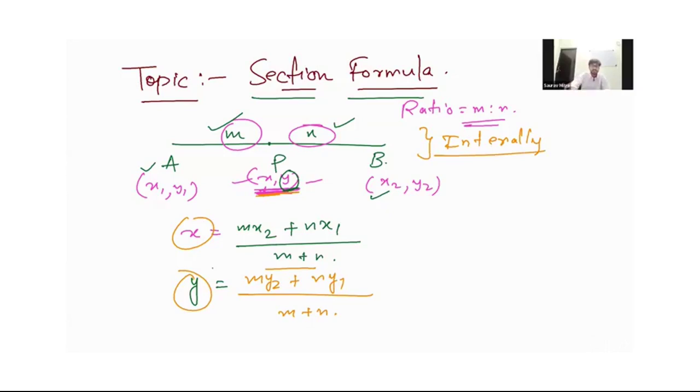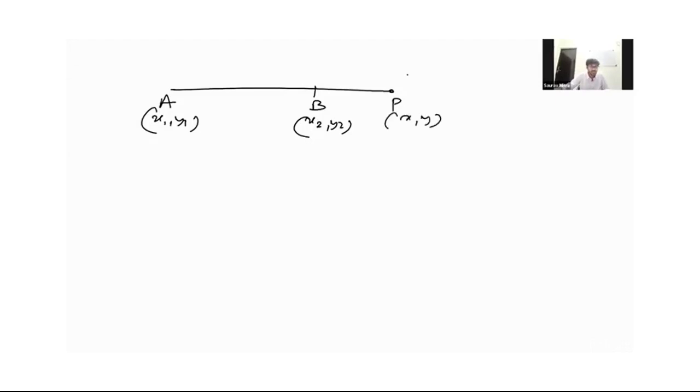Okay, so there is another case, when the point is dividing externally. In that case, this is your line AB and this is your P. This one is x1, y1, this is x2, y2, and this coordinate is x comma y, where m and n are the complete lengths. Okay, clear? Now this is your external case.